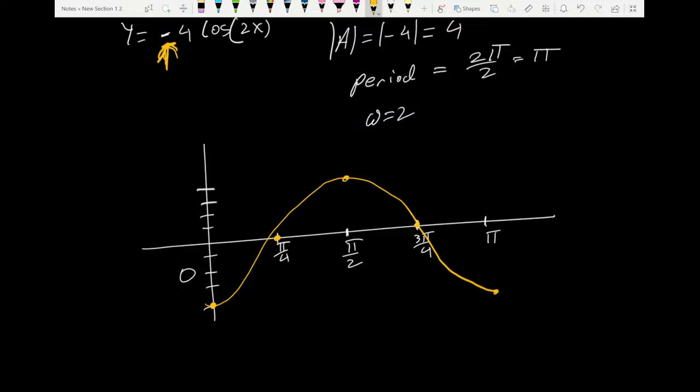Okay, we're going to do some more crazy graphing later on. So this is the basic graphing right now. This is where I'll stop.